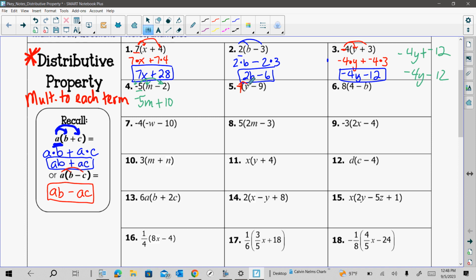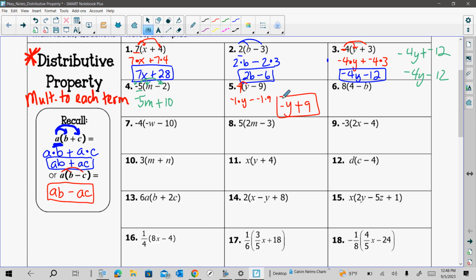Okay. So if I was showing it, this is a negative 1 times y. Then I have a negative 1 times the 9, right? But remember how you said keep change. What happens when these two negatives get together? It turns into a positive. Does that make sense? So it's negative y plus 9. Yes, that's the final answer.